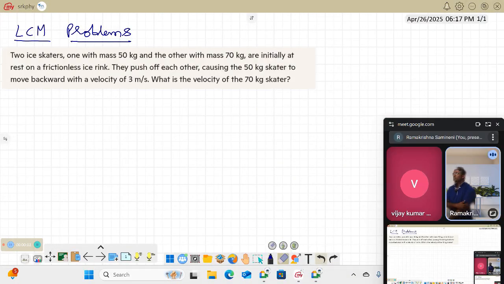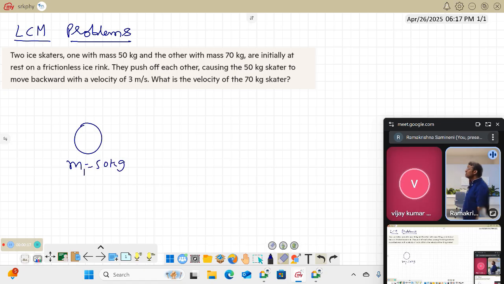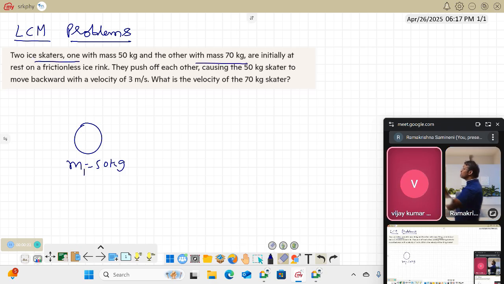So first, what is given in the question? Two ice skaters. One mass is how much? 50 kg. You take it as m1. That is the first skater, right? Another mass is 70 kg. That you take as m2 is equal to 70 kg.